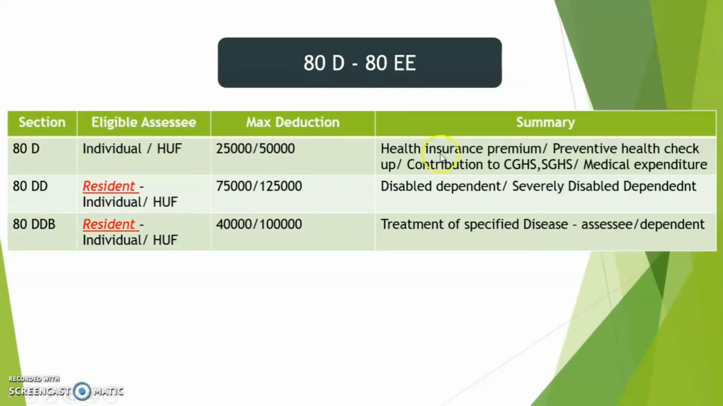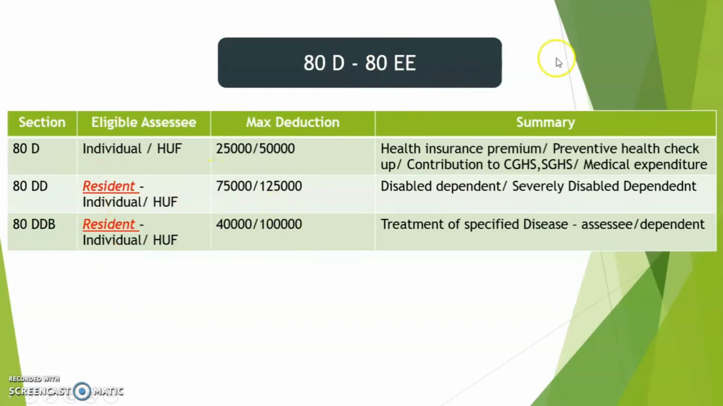The first grouping I've made is from 80D to 80EEB. These three deductions are related to medical expenditure, health insurance premium, treatment, contribution to CGHS, preventive health checkup, etc. So everything related to medical expenditure is from D to DDB. There's a quick summary given here, with the maximum deduction and the eligible assessee. I suggest you take note of this.